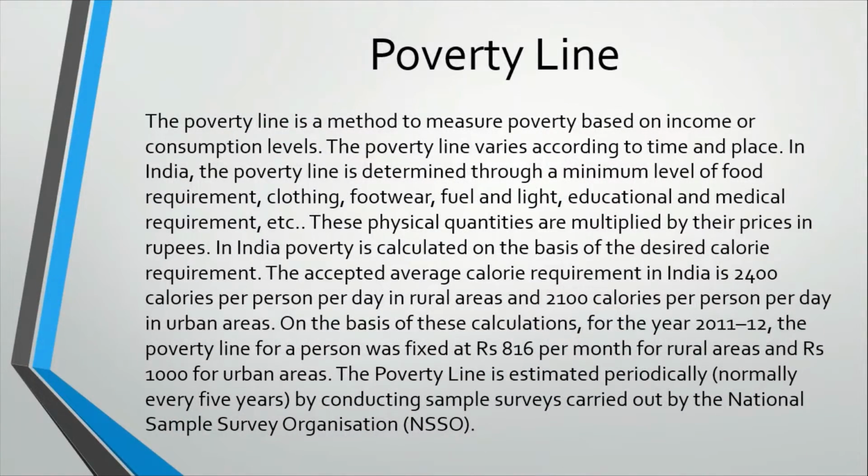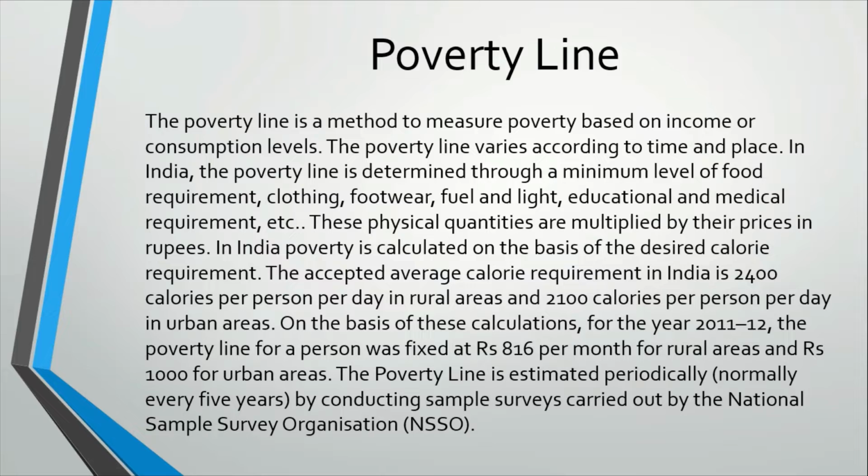Poverty line. The poverty line is a method to measure poverty based on income or consumption level. The poverty line varies according to time and place. In India, the poverty line is determined through a minimum level of food requirement, clothing, footwear, fuel and light, educational and medical requirement, etc. These physical quantities are multiplied by their prices in rupees.